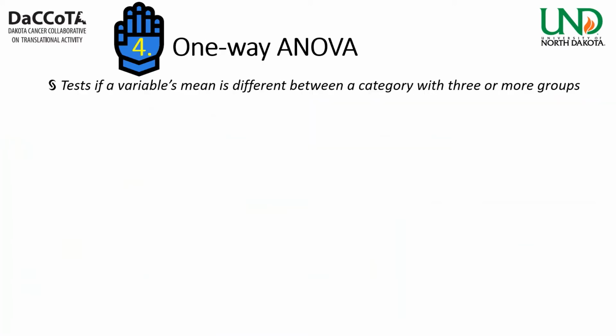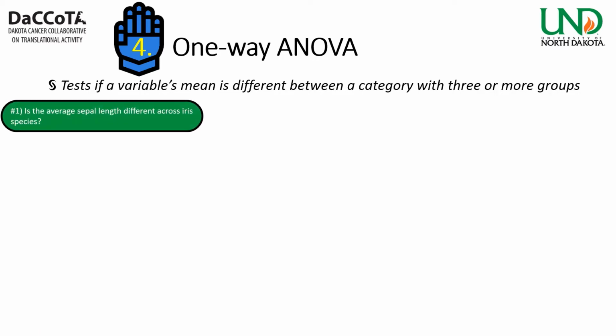Okay, that covers t-tests. Let's look at more or less the extension of the t-test, ANOVA, which tests if a variable's mean is different between a category with 3 or more groups. So a t-test would be 2 groups, ANOVA 3 or more. So the one way is the most basic one. Let's take a look at some examples here.